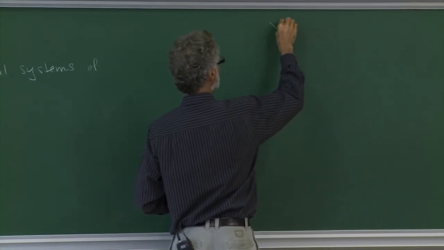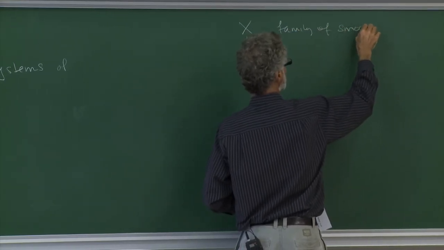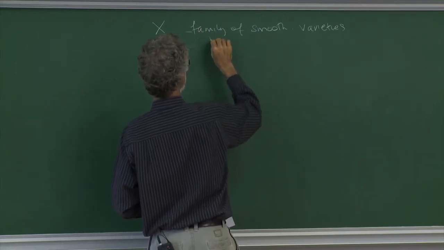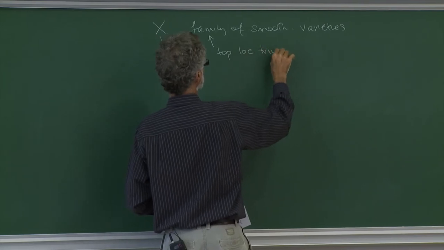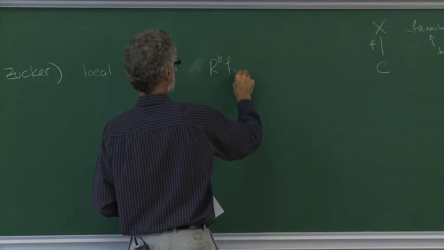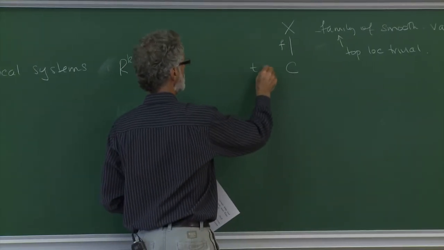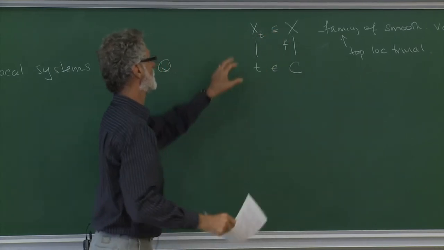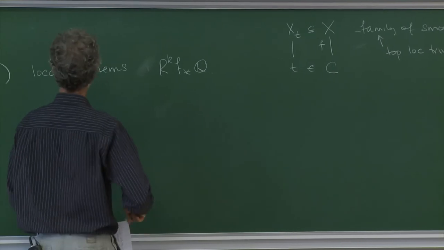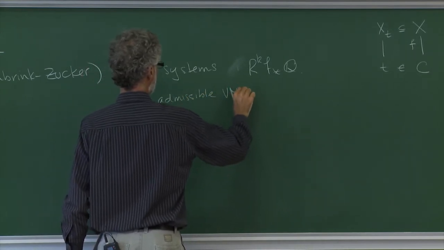maybe I'll just say it this way. Suppose I have an X over C, and this is a family of smooth, but not necessarily projective, smooth varieties. By family, I mean topologically locally trivial. And so in this case, the local systems R^k f lower star of Q, and every fiber here has a weight filtration. Here I'm assuming for every t in C, X_t is a smooth variety, so its cohomology has a mixed Hodge structure. You can easily see the weight filtration is locally constant. And these guys are admissible variations of mixed Hodge structure.